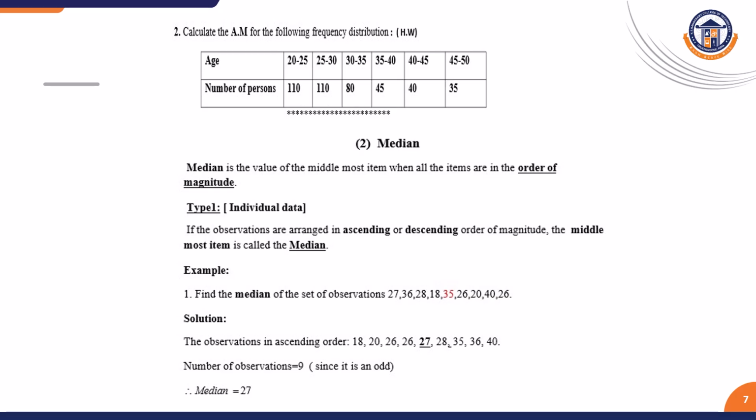Now we are going to see this example. Find the median of the set of observations. Actually this is individual data. First the observations are in ascending order. Here first we write the given data. This is individual data. Before finding the median, we arrange the given data in ascending order. After arranging, we find the number of observations, that is the number of data. Here the number of data is 9. Since it is odd, we can easily find the middle position. Here 27 is at the middle position. Therefore the median value for this individual data is 27.